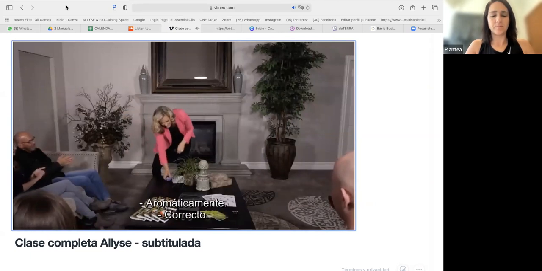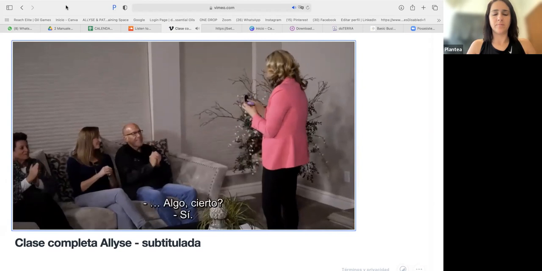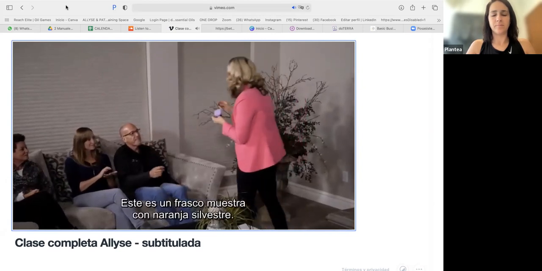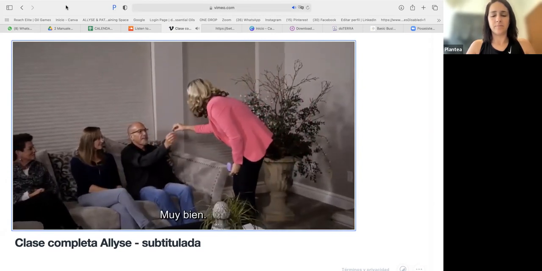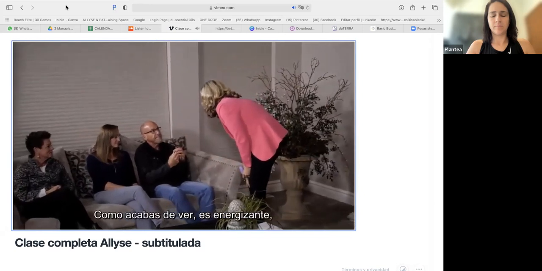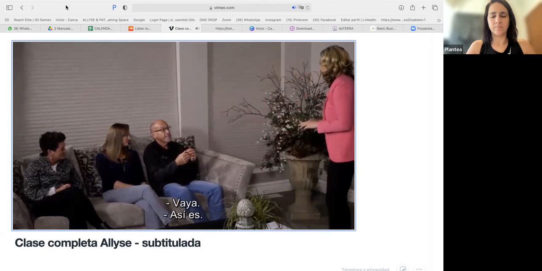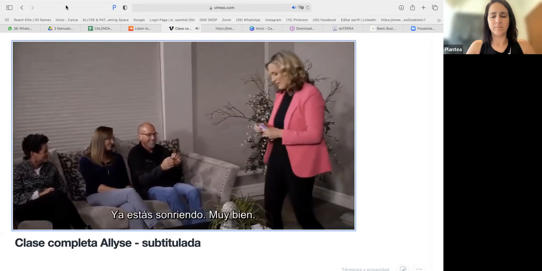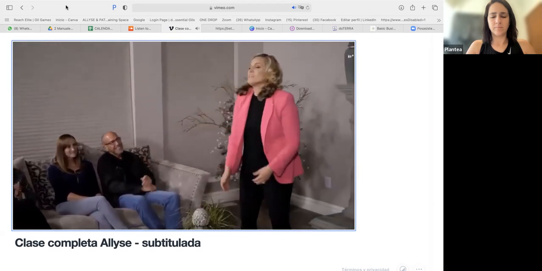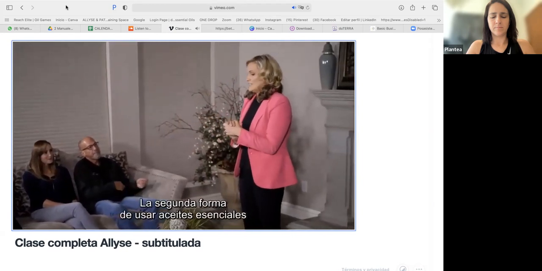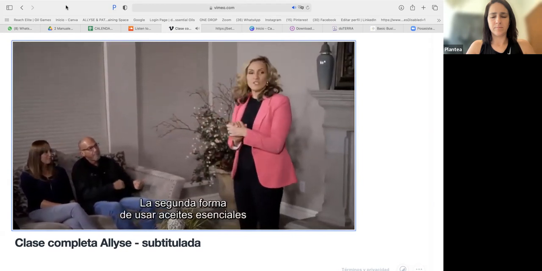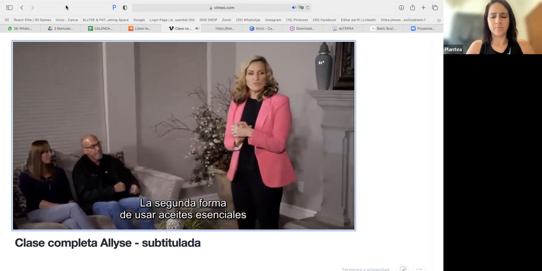Anyone? Okay, go ahead. Aromatically, that's right. Okay, you know you're going to get something here, right? And this is a little sample vial of wild orange. Now, just like you experienced, it's invigorating, it's uplifting, and it's great for your mood. Yeah, yes it is. You're already smiling. Okay, the second way that we use essential oils is topically.